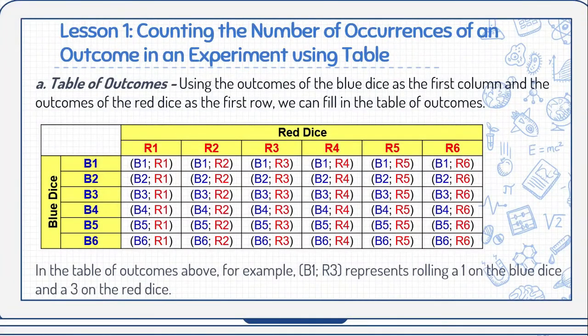Okay, so we have here the table for letter A, diba? Using the outcomes of the blue dice in the first column and the outcomes of the red dice as the first row, we can fill in the table of outcomes. So, diba, yung isa blue dice, tsaka yung isa red dice. And alam naman natin na yung dice ay meron siyang 6 faces. Diba? May 6 na mukha. So, yung isa, may tatak na 1, kabila 2, 3, 4, 5, and 6. Same also with the red dice.